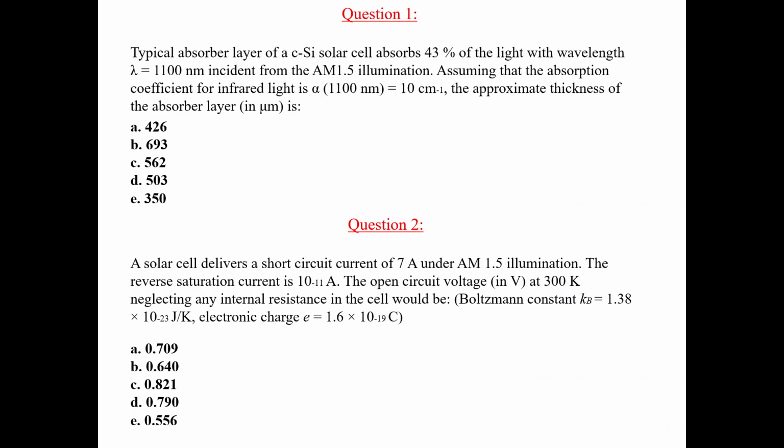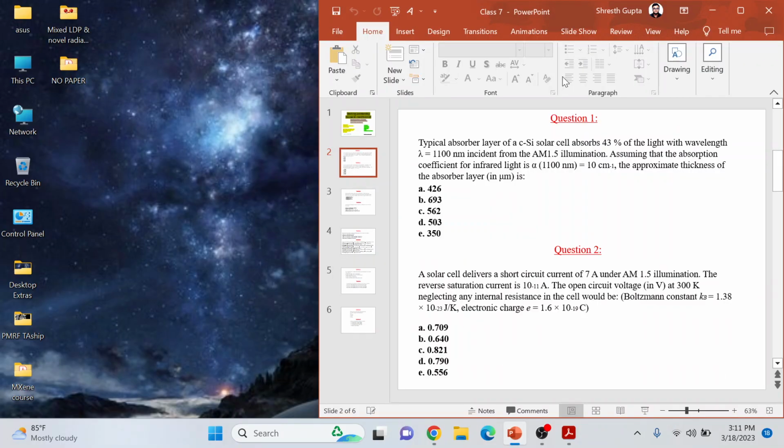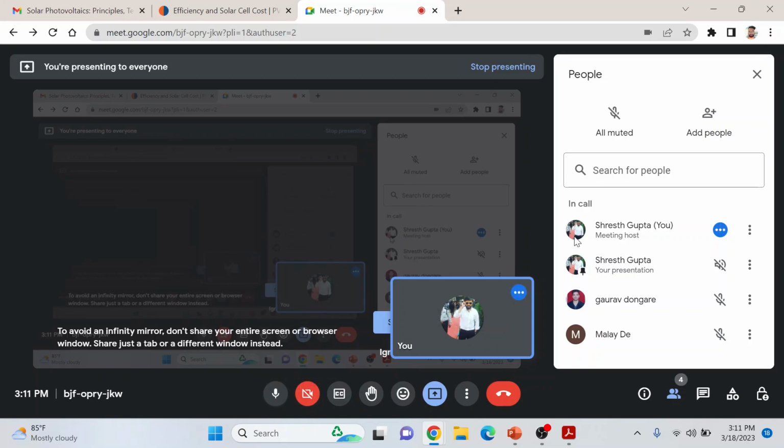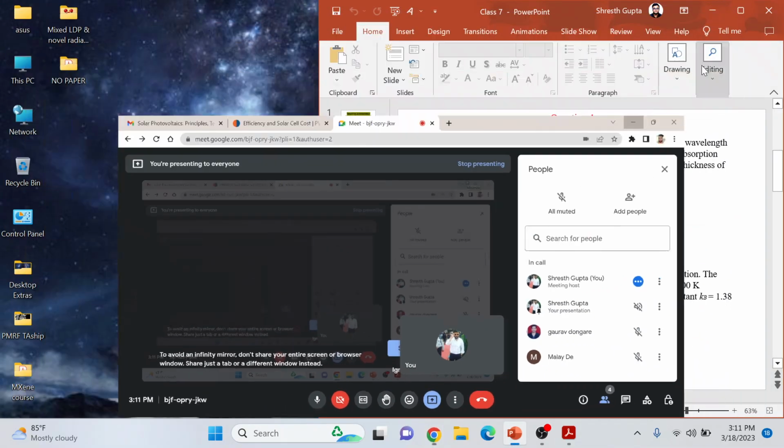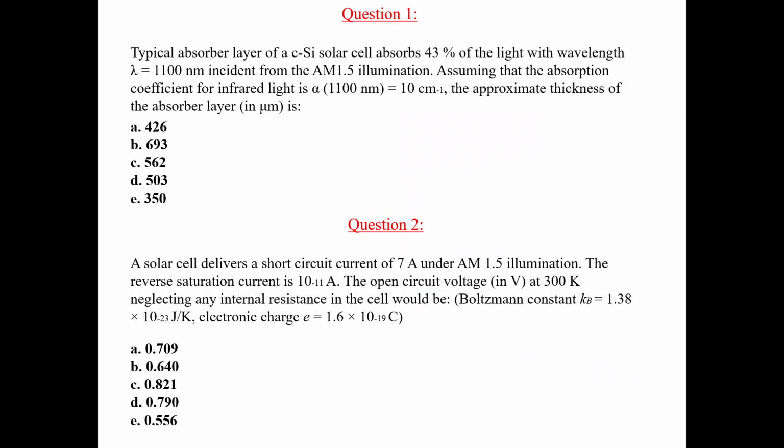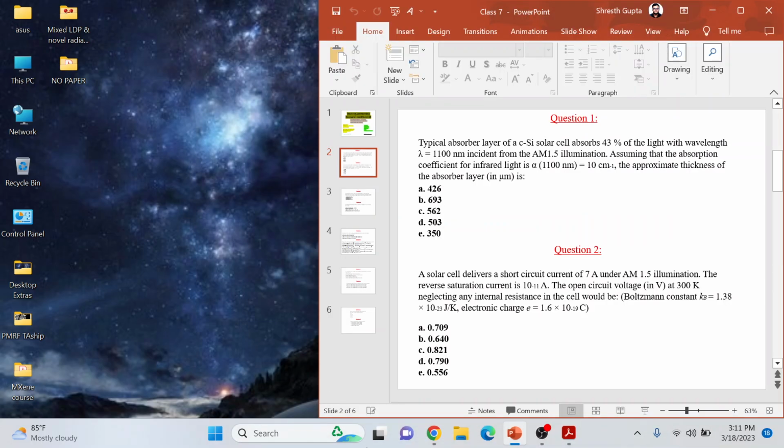So the first question is, a typical absorber layer of a crystalline silicon solar cell absorbs 43% of the light with a wavelength of lambda equals 1100 nanometer, incident from illumination of AM 1.5. Assuming that the absorption coefficient for infrared light, alpha at 1100 nanometer, is 10 centimeter inverse, the approximate thickness of the absorber layer in micrometer is: 426, 693, 562, 503 and 350. You can try to solve it. I am giving you 4 or 5 minutes. You give a try.